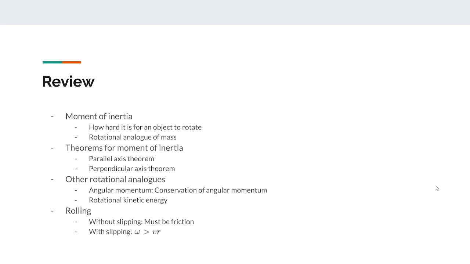Finally, we also talked about rolling, where we talked about rolling without slipping, where there must be friction, but friction does not do work. And we also talked about rolling with slipping, where our angular speed is going to be greater than our linear velocity times our radius.